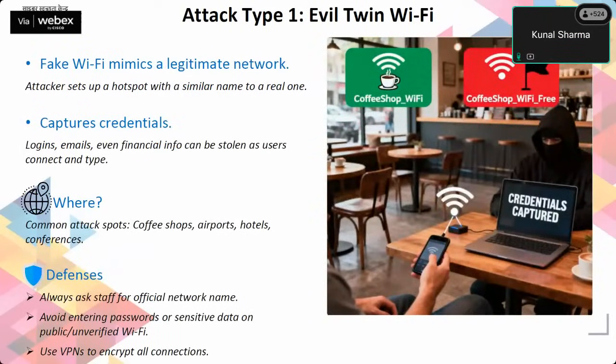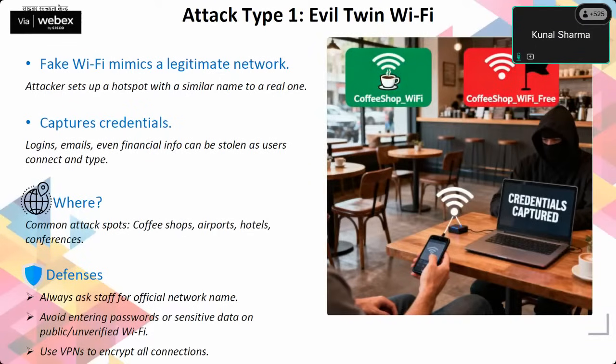So I have listed some of the common attacks that we have seen in wireless security. The first and the most common one is the evil twin. In this evil twin, what the attacker does is, if you have been to some coffee shops or some airports where free Wi-Fi is being made available.